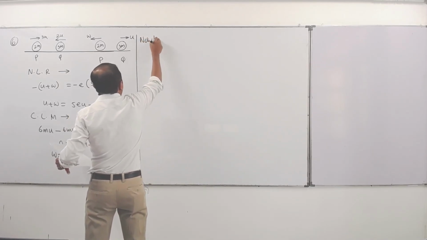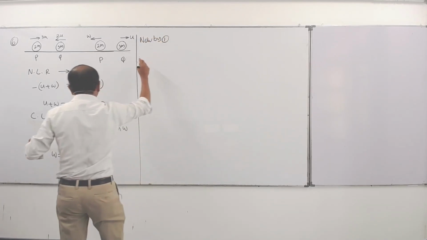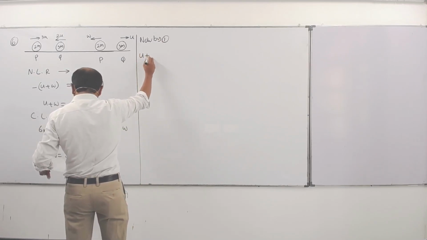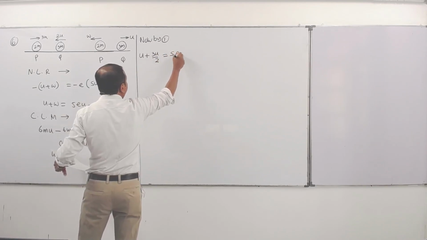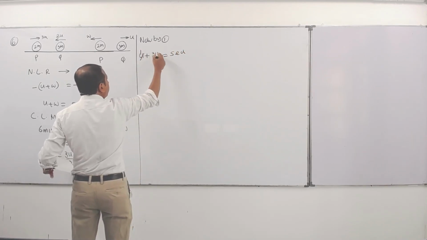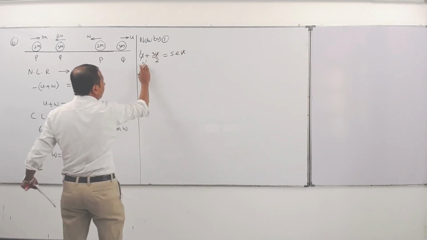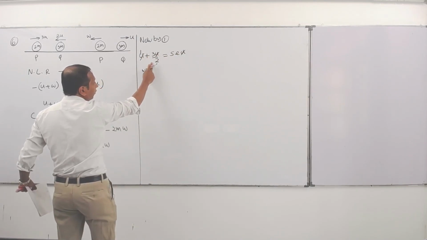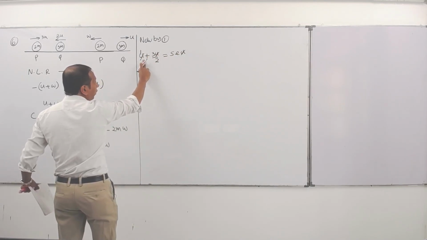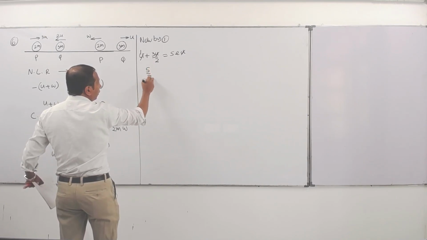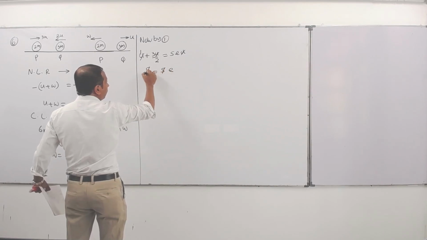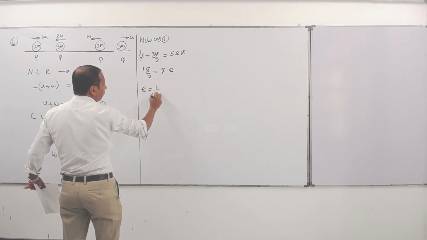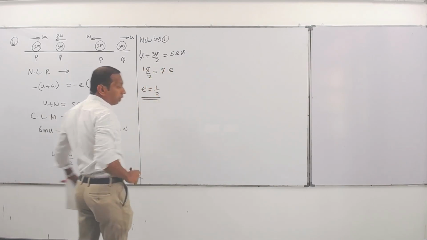Now by number 1. U plus w, u by 2 equals 5eu. U you can cancel down. Here 3 by 2 means 1.5. Here 1 plus 2.5 means 5 by 2. Here 5e. This and this you can cancel down. e equals half. We get e half like this.